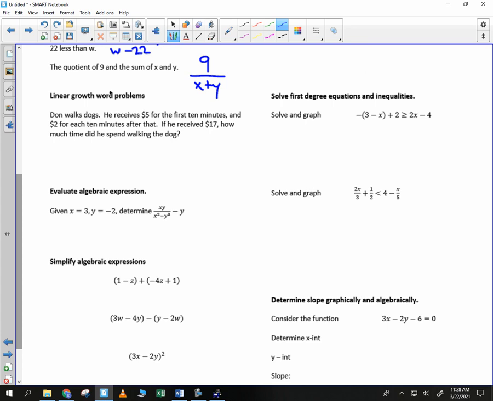Don walks dogs. It's a good job. I would enjoy that. You like dogs? He receives $5 for the first 10 minutes, $2 for each 10 minutes after that. He received a total of 17 bucks. How much time did he spend walking the dog? Go ahead, take 30 seconds, see if you can figure that one out.